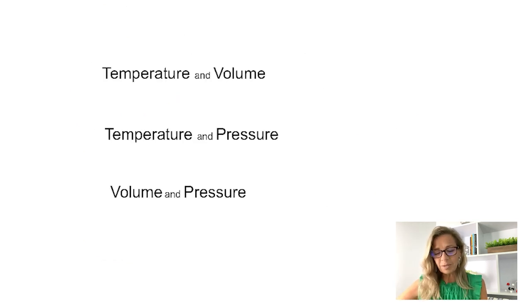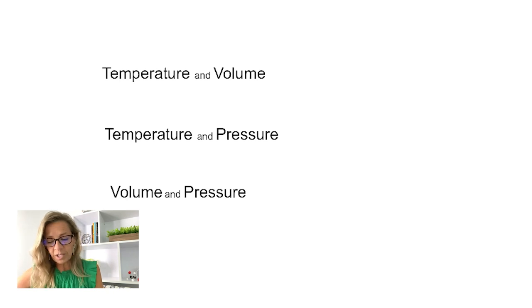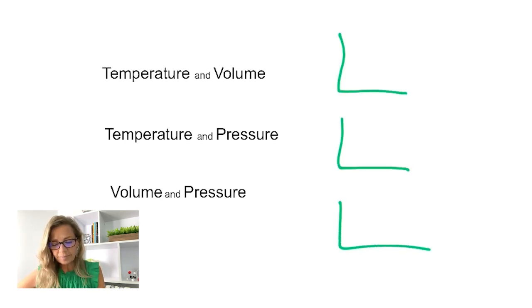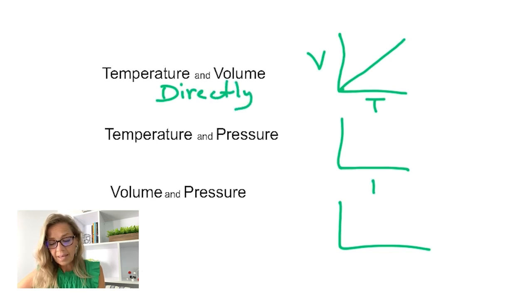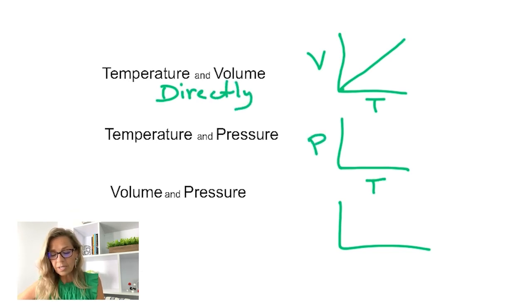All right, relationships. What is the relationship between temperature and volume? And you need to know these. Most of these are common sense. So what happens to volume as you increase temperature? It goes up. And so we say these are directly related. And then what about temperature and pressure? Think about if you heat something up at a constant volume, what happens to pressure? It goes up. And so these are directly related.